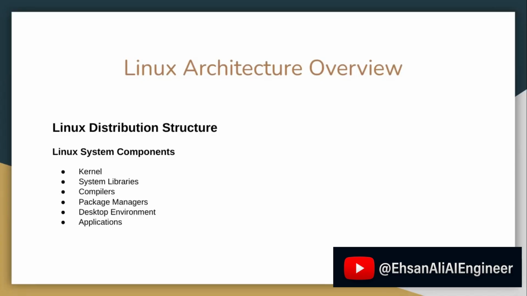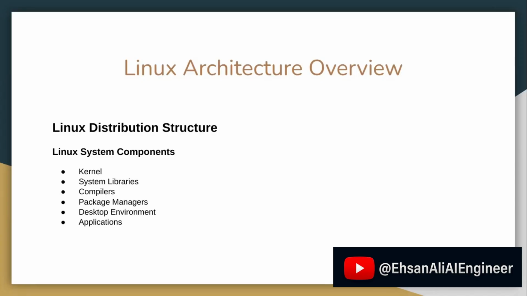A Linux operating system consists of multiple layers working together. At the bottom is the hardware layer. Above the hardware sits the Linux kernel. The kernel communicates directly with physical devices. System libraries provide interfaces that applications use to communicate with the kernel. Compilers allow developers to build software. Package managers install, update, and remove software. Desktop environments provide graphical interfaces, while applications provide functionality to end users. This layered architecture makes Linux highly modular, flexible, and maintainable.